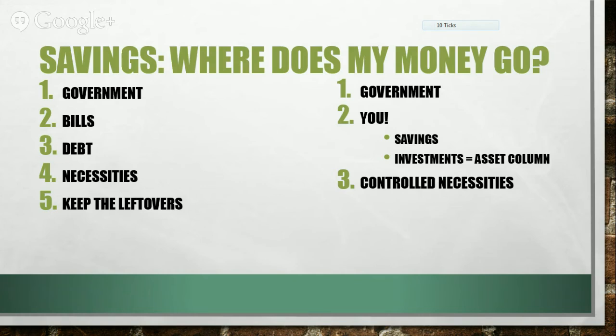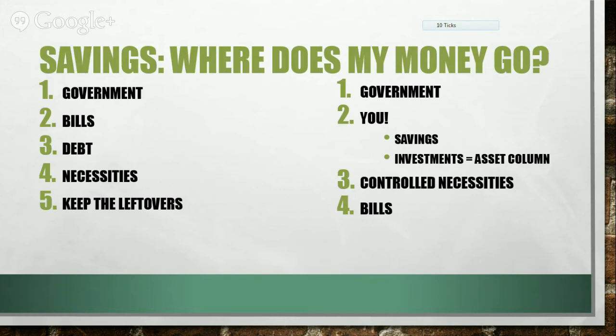Then you want to pay your controlled necessities. Food, whatever the case might be that you might be spending on, maybe something for your kids, those necessities. And I have on here controlled necessities. You want to ask yourself, is this really a need or a want? It has to be controlled. Next item is the bills.